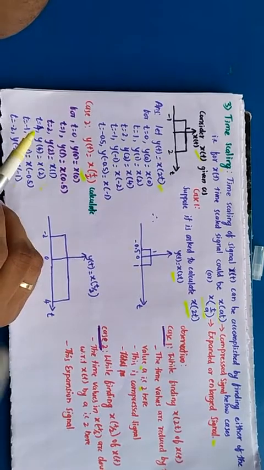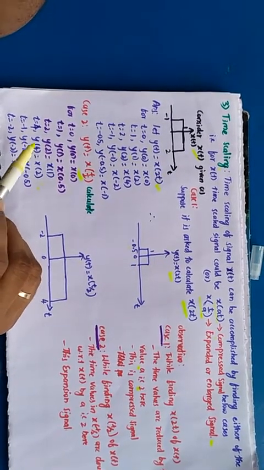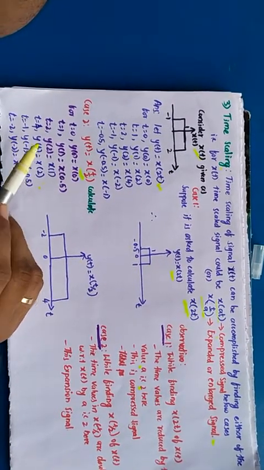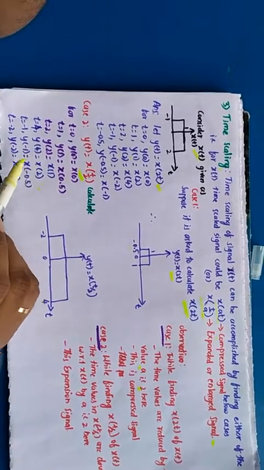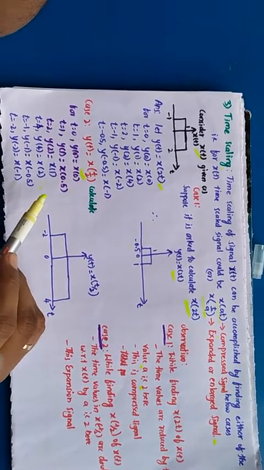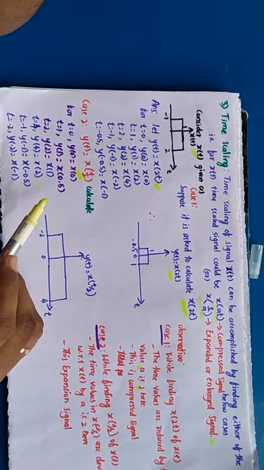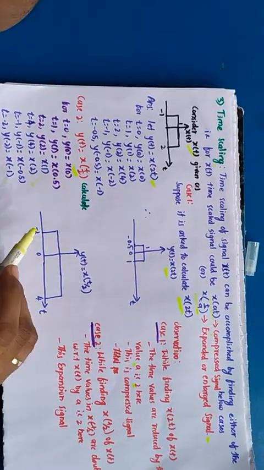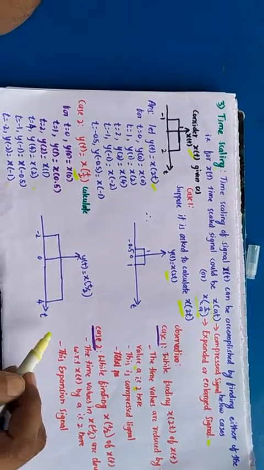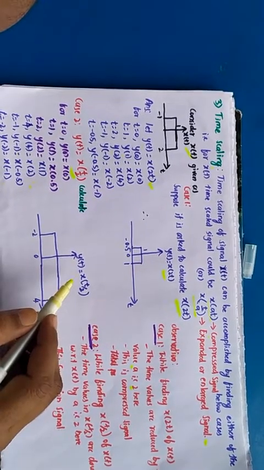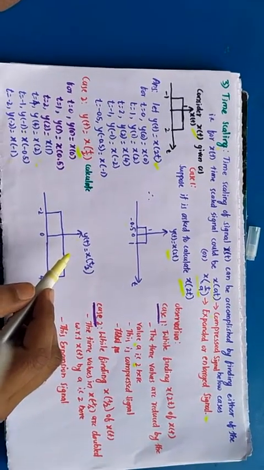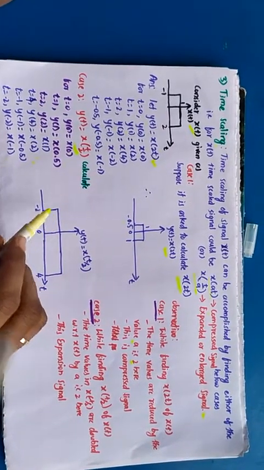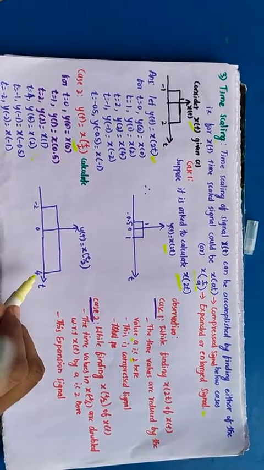Suppose you are calculating what will be the value of y of 6, that is for t equal to 6. So we will be calculating y of 6, and that time the value is just x of 3. What is x of 3? The value is 0. So any values beyond this range are 0. Now observe the y of t graph we are getting here: it starts at -2 and ends at 4.